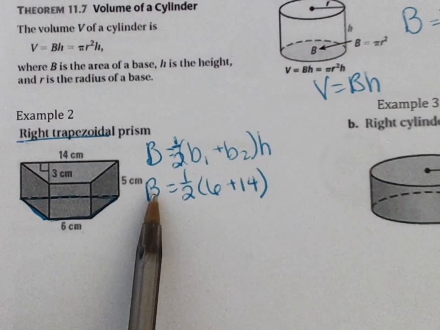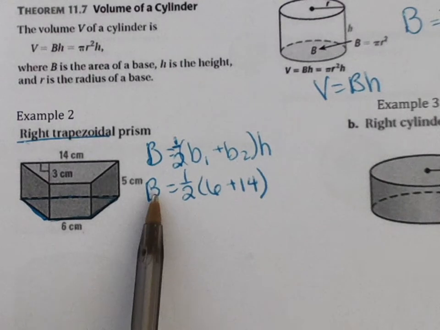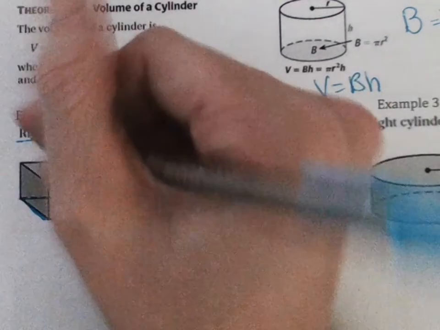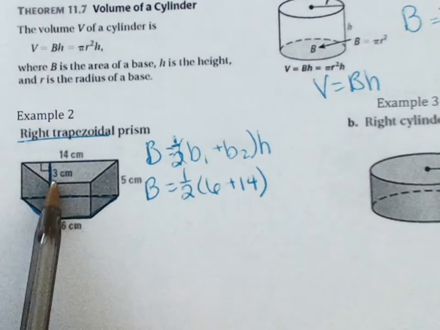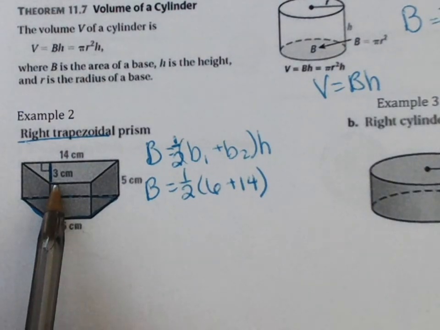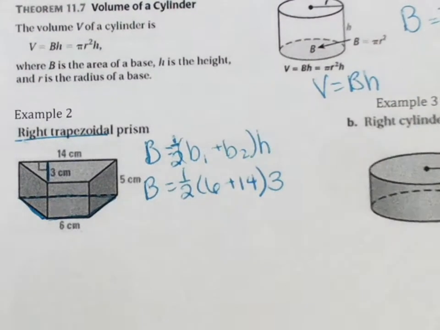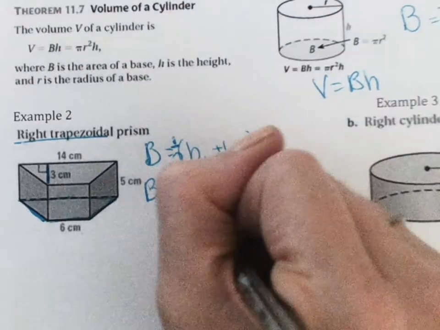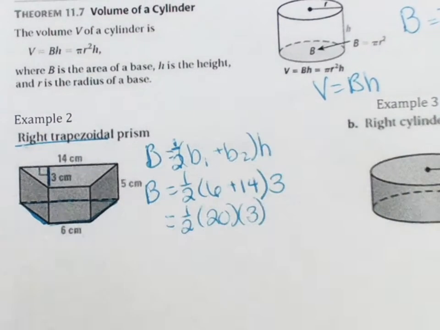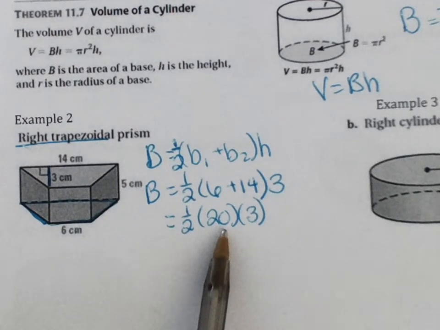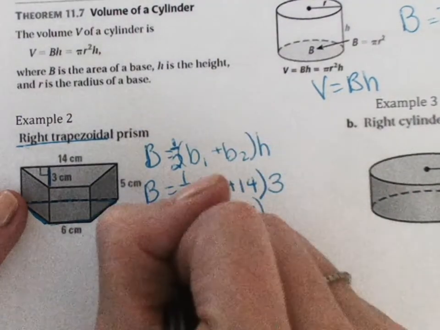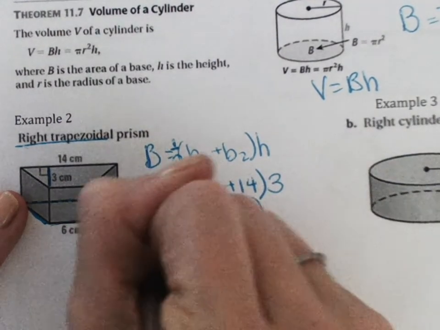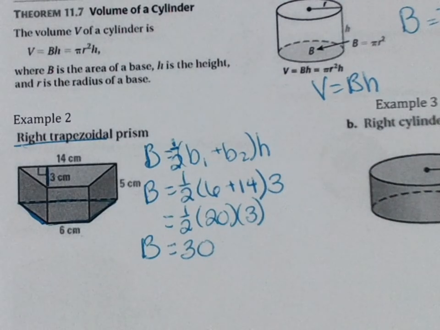So remember, we're still talking about the area of the base, not the height of the prism. So this is the height right here. This 3 centimeters tells us how tall the trapezoid is. So we're going to multiply that times 3. 6 plus 14 gives me 20. Half of 20 is 10. 10 times 3 gives me 30. So that's just the area of the base of the trapezoid.